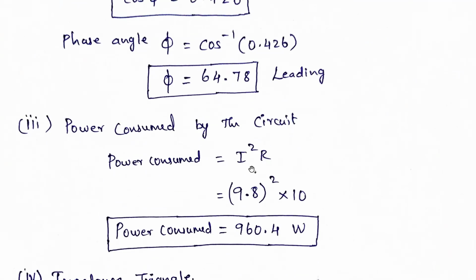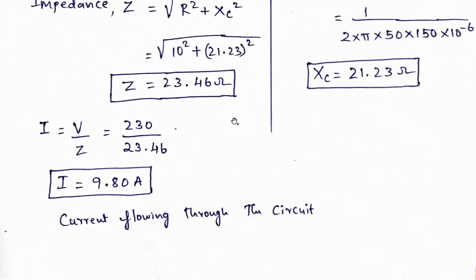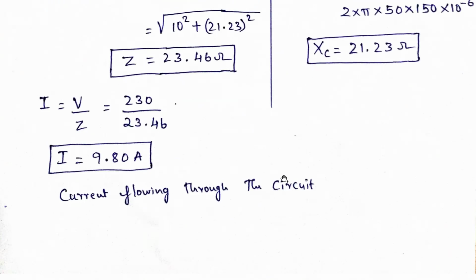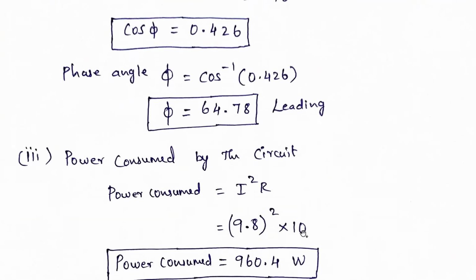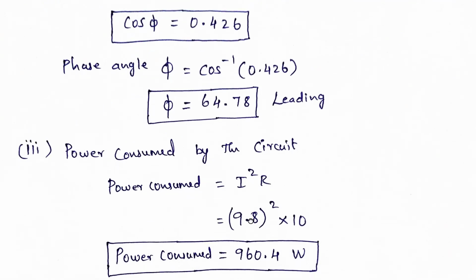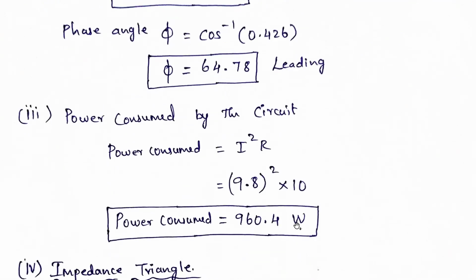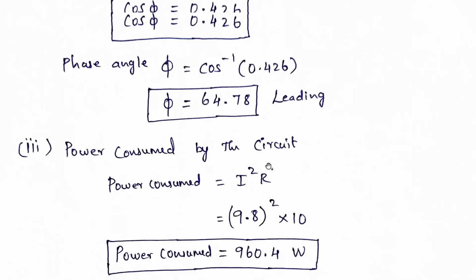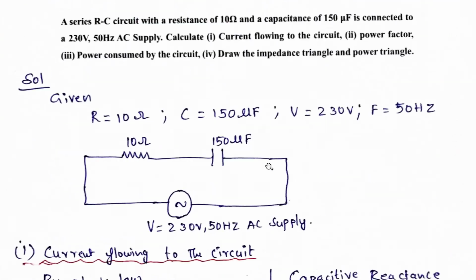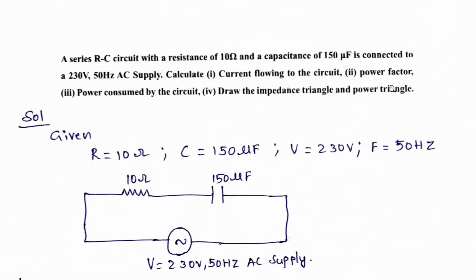So power consumed is I squared R. I squared R is nothing but, so current already we calculated as 9.80 amperes, and the resistance also we know, 10 ohms. Substituting here, we are getting the answer 960.4 watts. Now what is asked in the problem? We need to draw the impedance triangle as well as the power triangle.